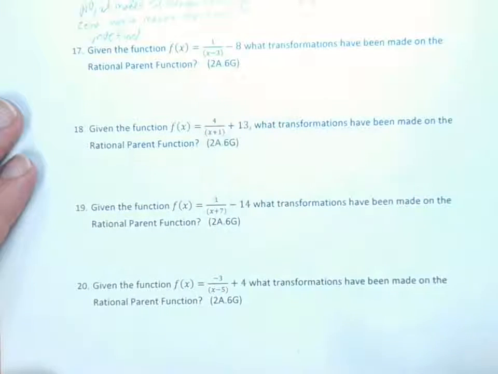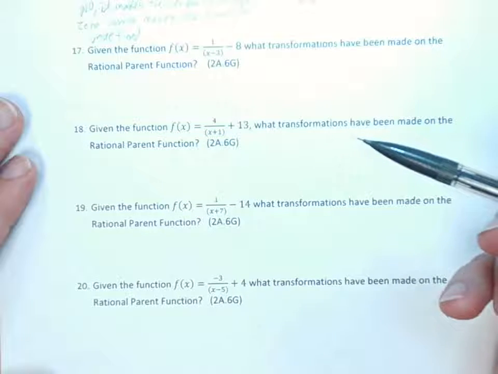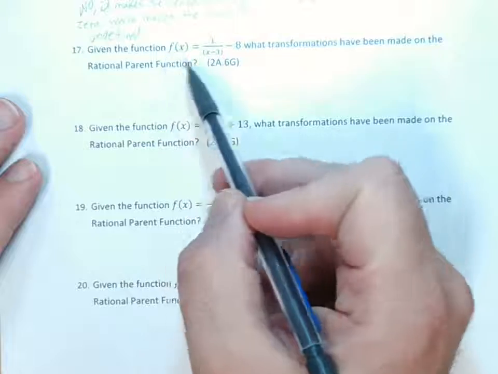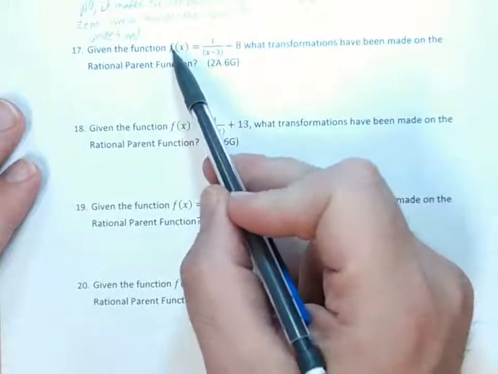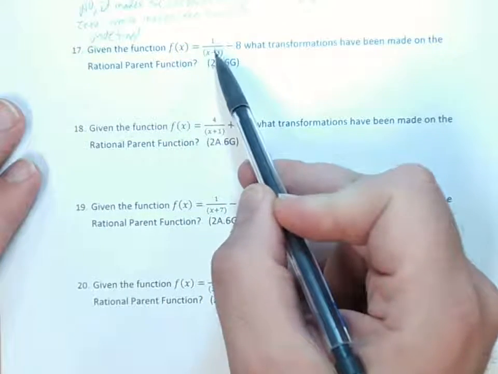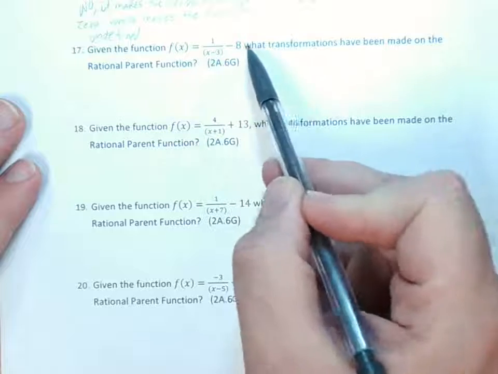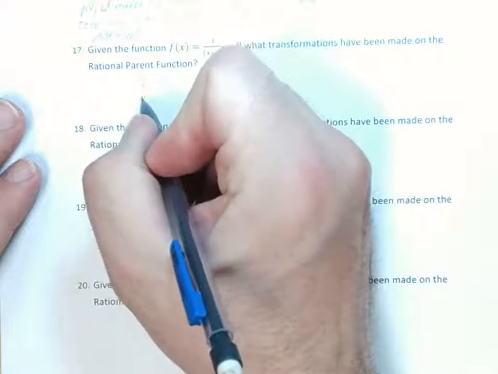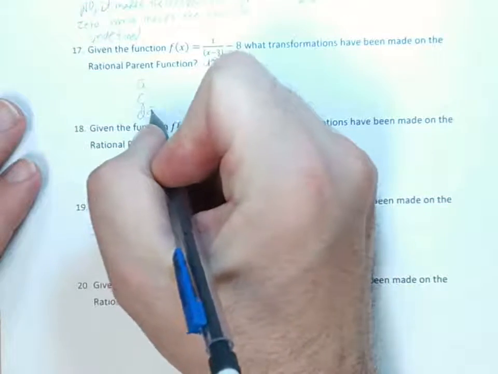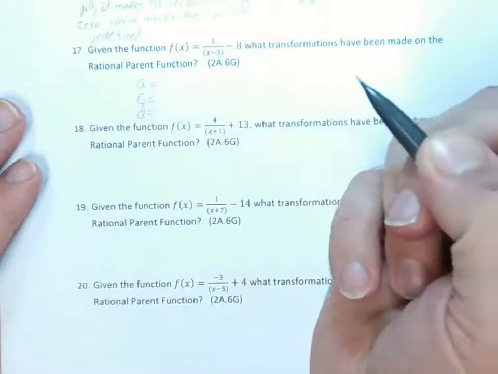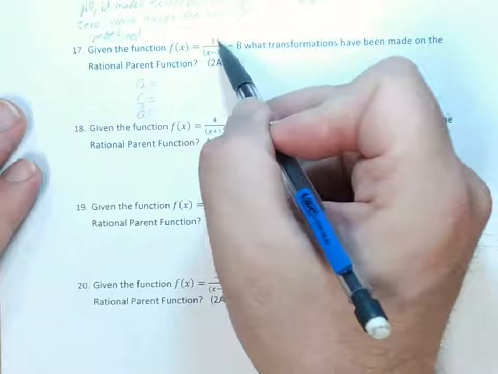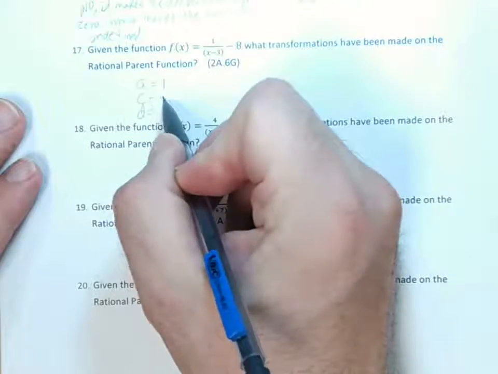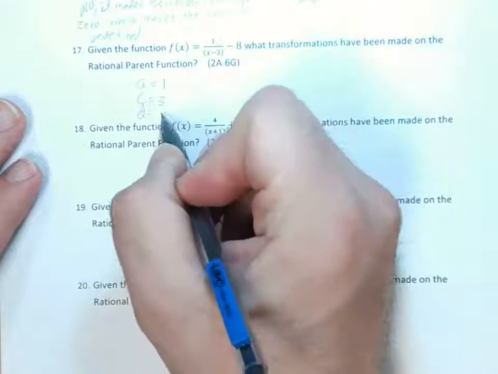They all are asking us to find the transformations that have been made to the rational parent function given this other function. So like in 17, we have f of x equals 1 over x minus 3 minus 8. So what you're going to see me do for each of these is I'm going to identify the a, the c, and the d values. And then I will interpret them. So the a value here is 1. The c value here is 3. And the d value is negative 8.